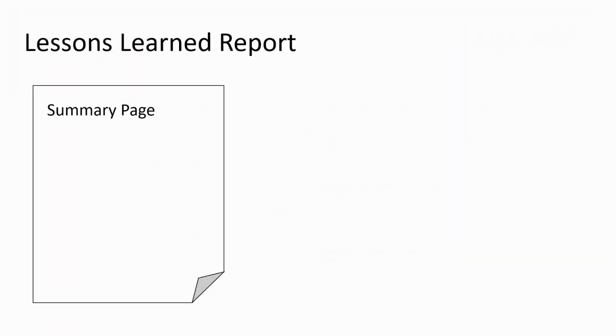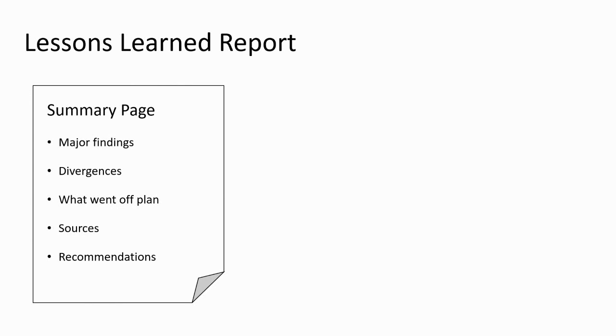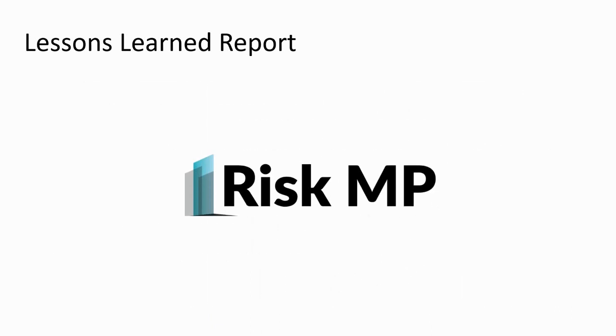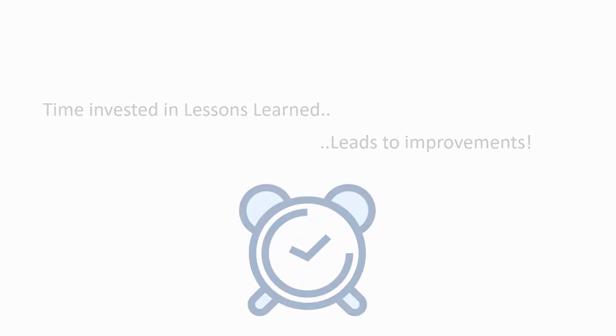The summary page should include major findings, divergences, what was not on the plan, sources, and recommendations, all on one page. The detailed report should include detailed explanation of the summary and also key fields for future searches. Again, if you're using software such as RiskMP, the reports are automatically generated. The time invested in lessons learned is time that leads to improvements in your project management practices and in your business, given that it's time well spent.